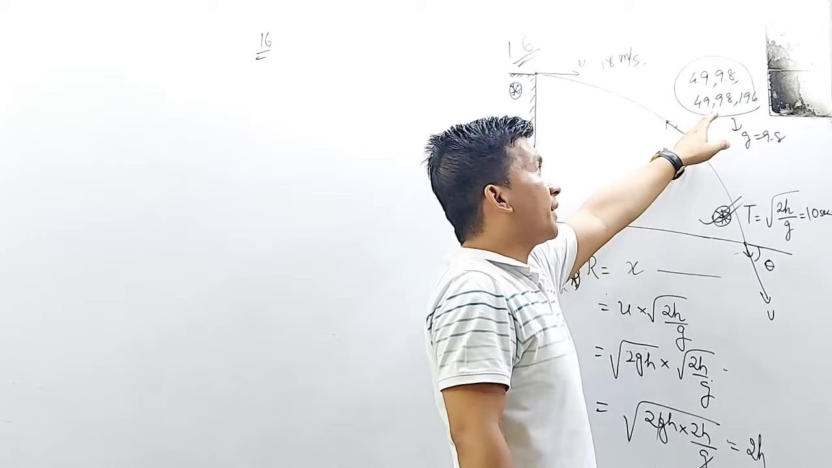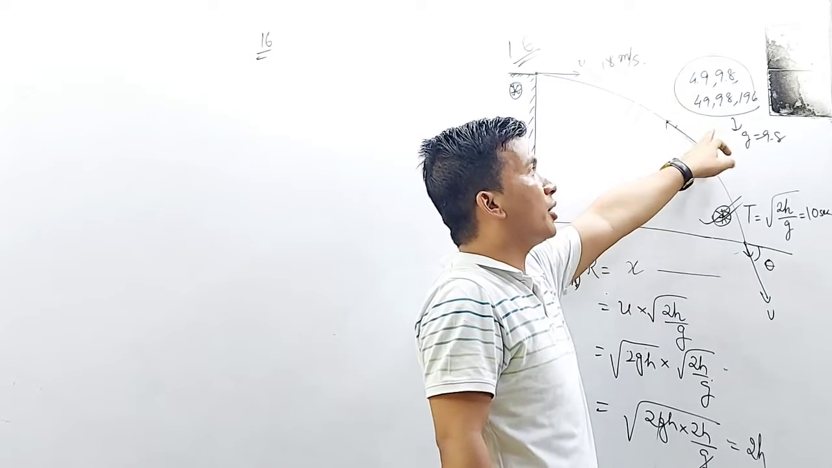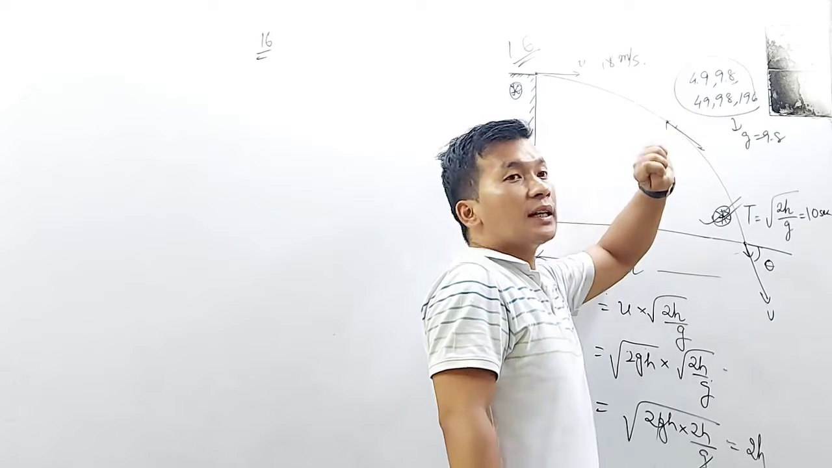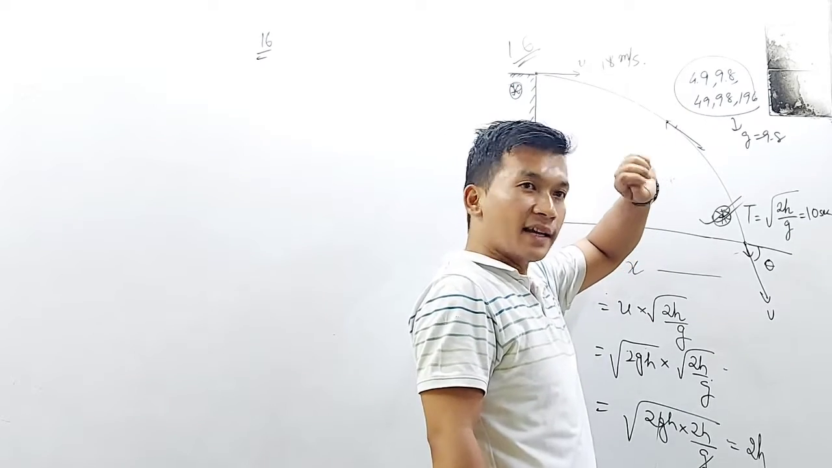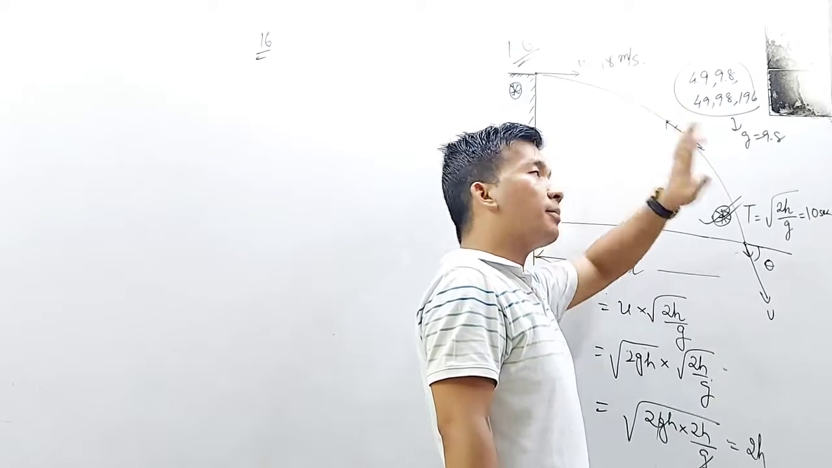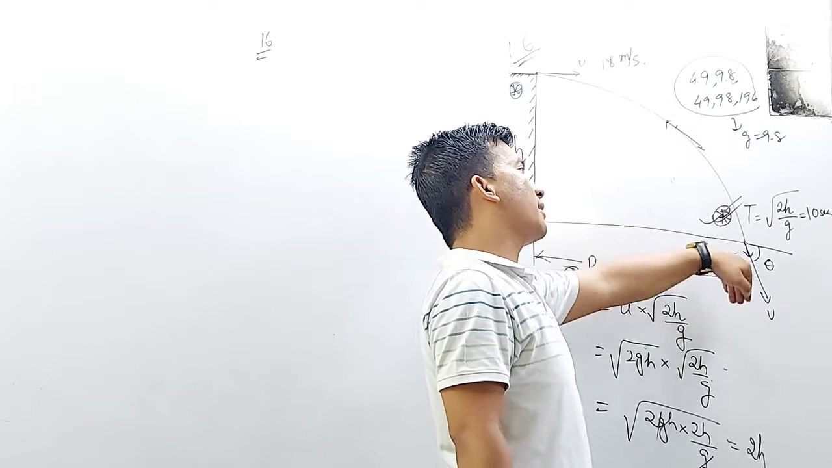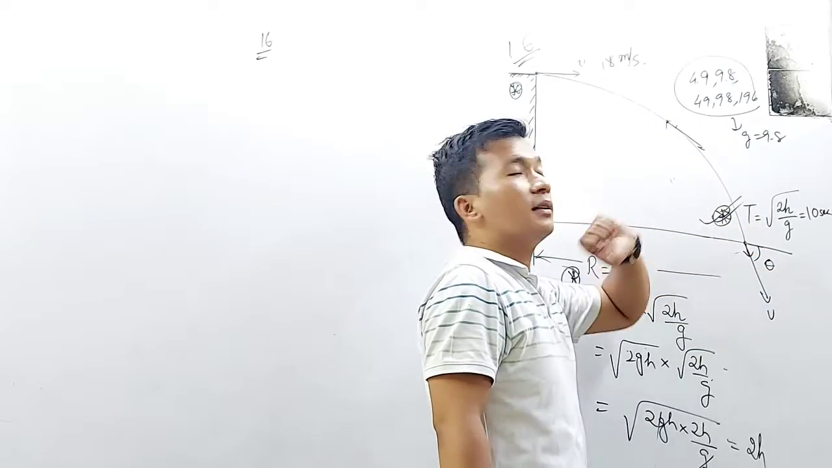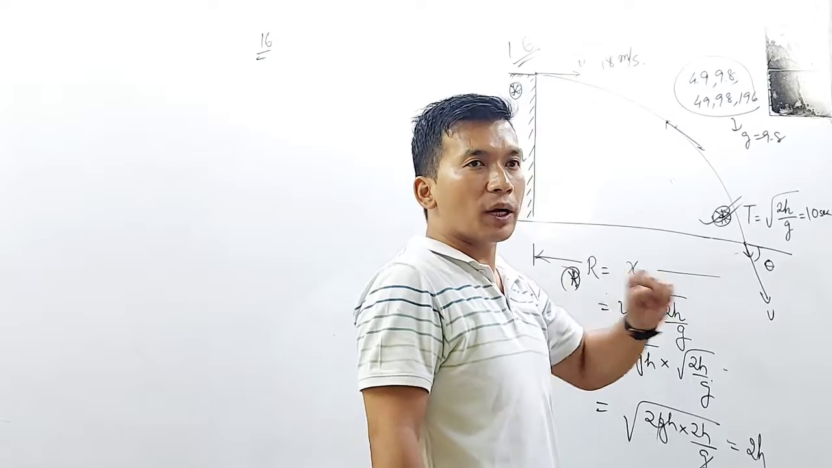If 98 is multiplied by 2, it will be 196. So the multiples and factors of your acceleration due to gravity must be taken as 9.8.